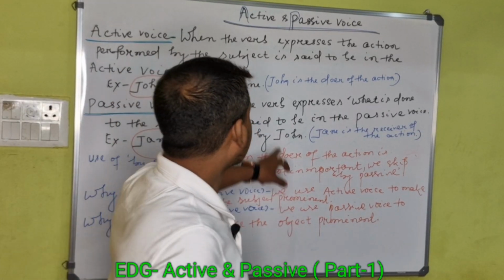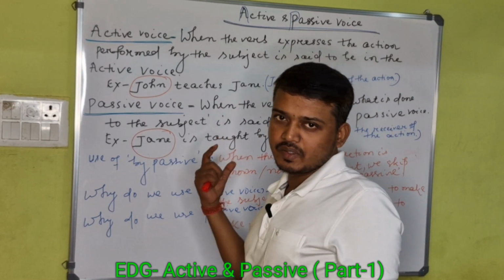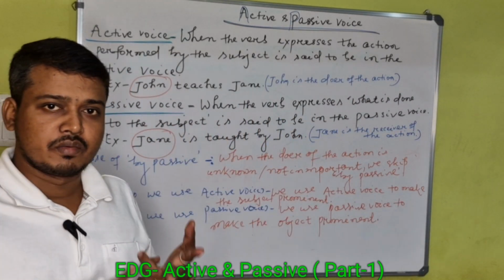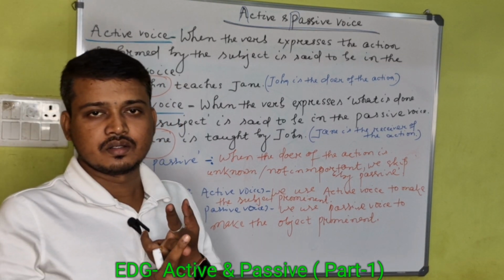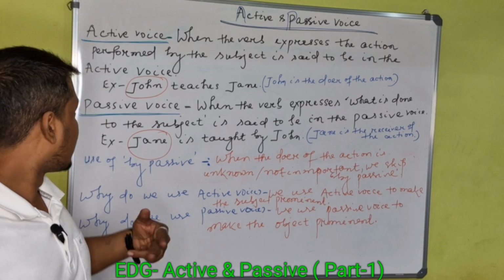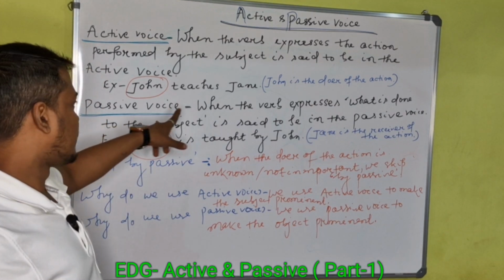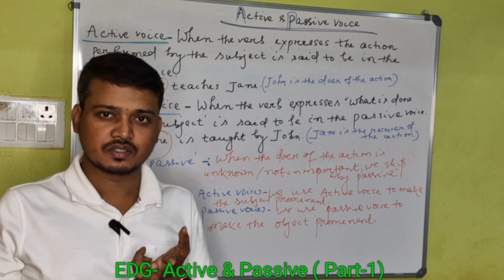Today's topic is active and passive. Let us know what active voice and passive voice are. When a verb expresses the action of the subject, it is said to be in the active voice. And when the verb expresses what is done to the subject, it is said to be in the passive voice.